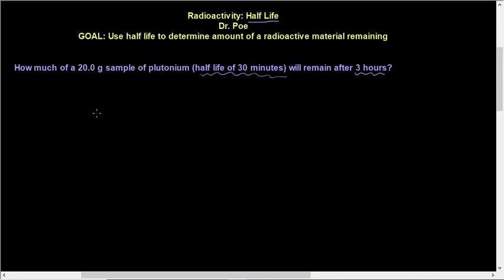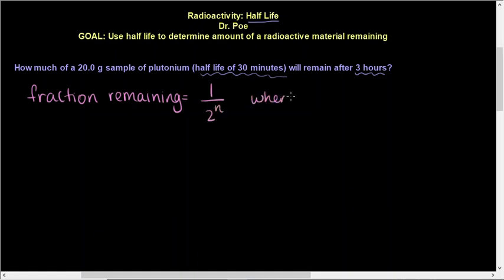There are a couple different ways you can solve this problem, and one of them is an equation. It's called fraction remaining, and that equals 1 over 2 to the n, where n is the number of half-lives. In 3 hours, we'd have 6 half-lives because there are two 30-minute segments in an hour. 2 times 3 is 6. But this is not the answer. This is the fraction remaining.